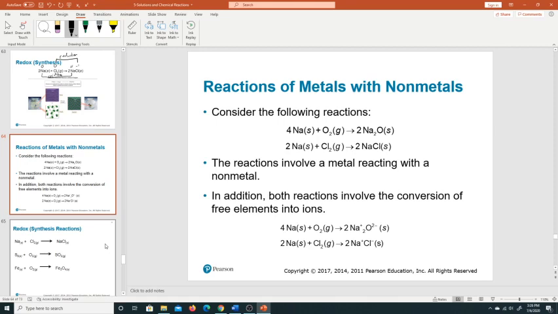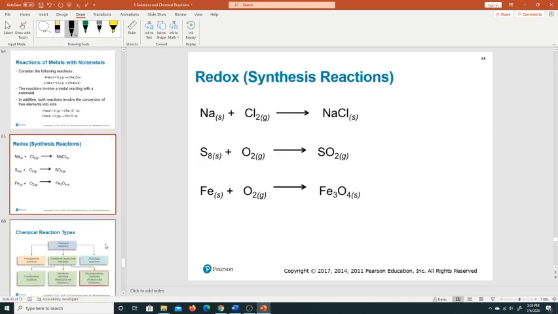This is review from Chem 1025. More similar examples. Sulfur is interesting. Sulfur can exist in different forms. One common form of sulfur is S8. So to balance that one, 8 sulfurs on the left, 1 sulfur on the right. So put 8 in front of the SO2. 8 times 2 is 16 O's on the right. Therefore, 8 O's need 8 oxygen gas molecules on the left.